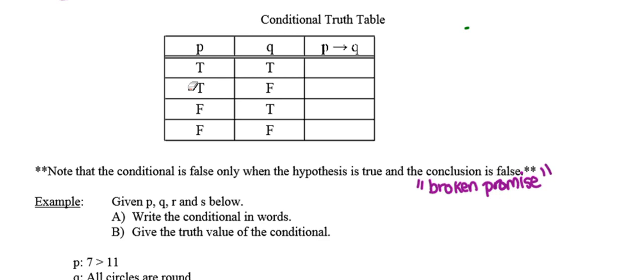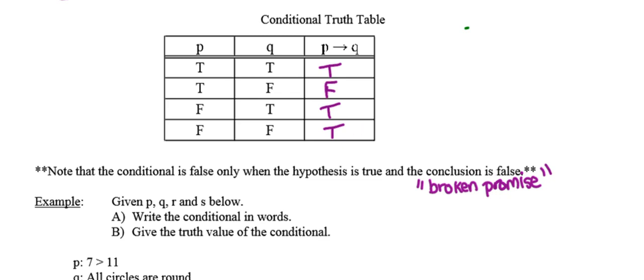In other words, if you clean your room, but mom and dad don't let you play video games, they've broken their promise, and that's why the conditional is false. If you clean your room and they let you play the video games, no broken promises, so it's true. If you don't clean your room, but mom and dad say, oh, she's such a nice person, I'll let them play video games anyway, no promises have been broken, and that's true. And of course, if you don't clean your room and don't get to play the video games, no promises have been broken, and that's true also. But again, we'll talk a little bit more about this face-to-face when you come back to class.